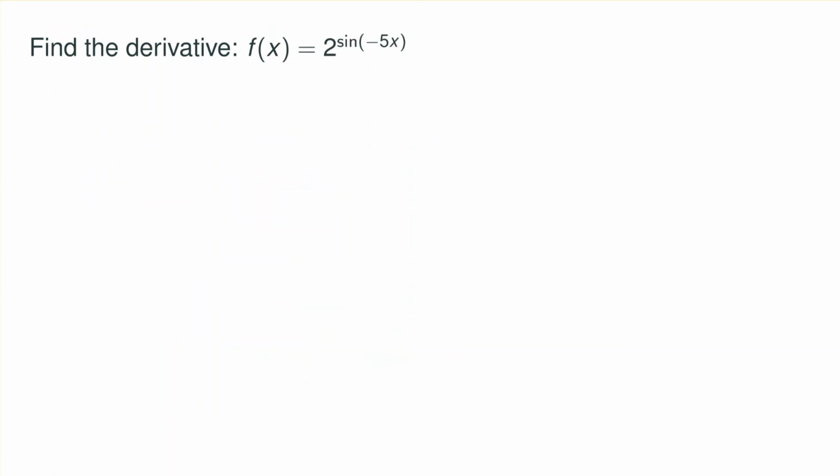Find the derivative of 2 raised to sine of negative 5x. So here we have to use chain rule in the beginning, but we have to remember the exponential function derivative. If I take the derivative of a to the x power, where a is just a number, we get a to that x times ln of that number a. But this is when the argument is x. But here the argument is sine negative 5x. So we have to multiply by the derivative of sine negative 5x.